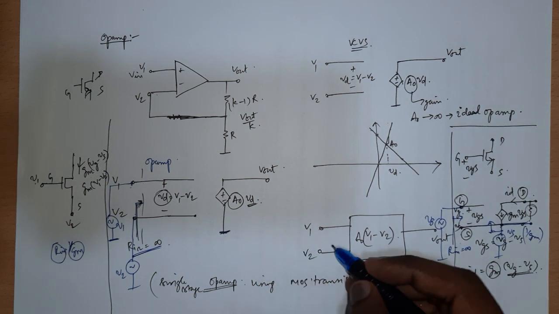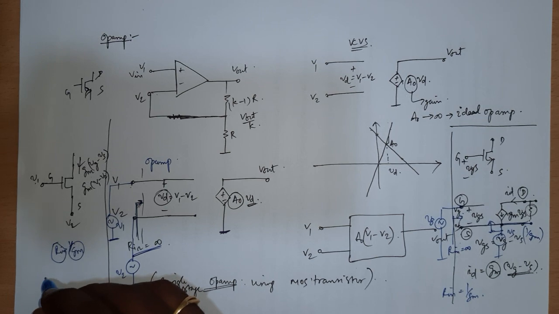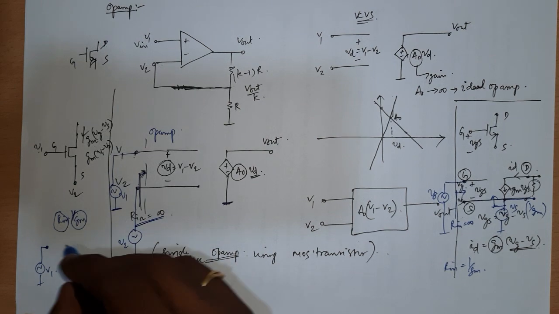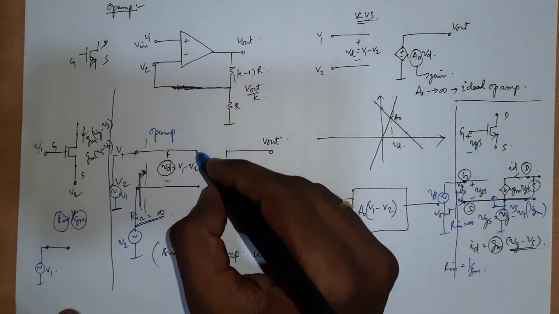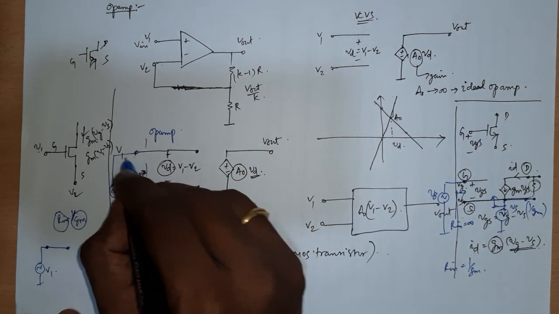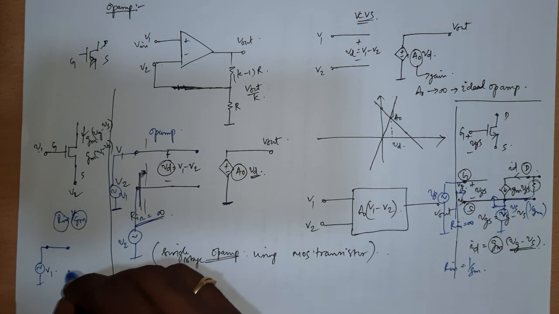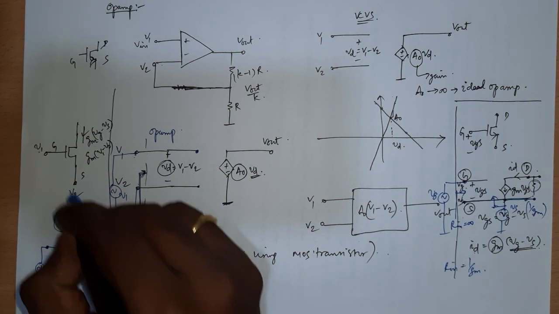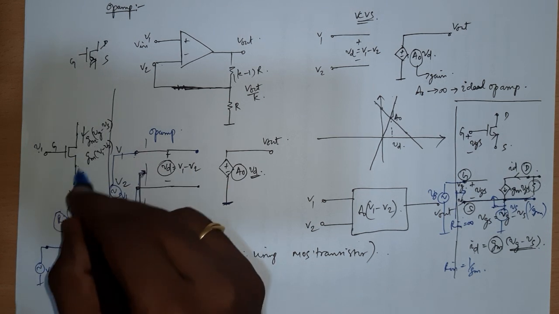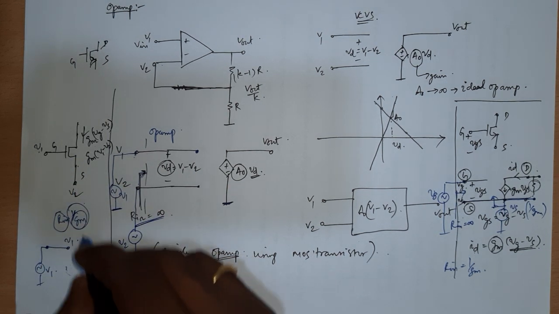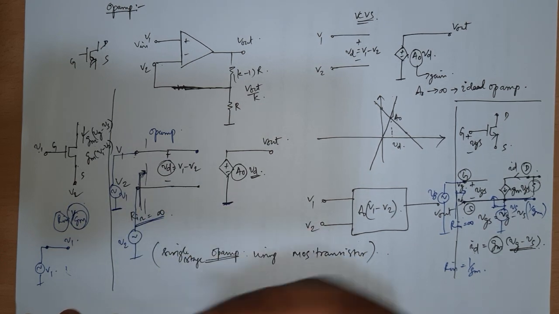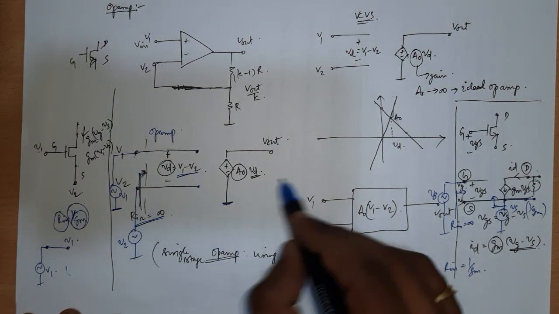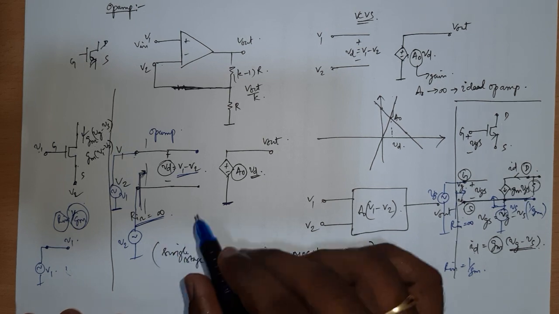So what will be the problem if I have something like that? Say I apply some V1. This V1 will directly appear at this point as V1 itself, because the input impedance is infinity. But when I apply V2, this 1 over gm is the input impedance, so it will cause some drop from V2. So V2 will not appear here as V2 itself; it will be some fraction of V2, and then I will not get V1 minus V2. That is the whole point. I want exactly V1 minus V2, not any fraction of V1 and fraction of V2.